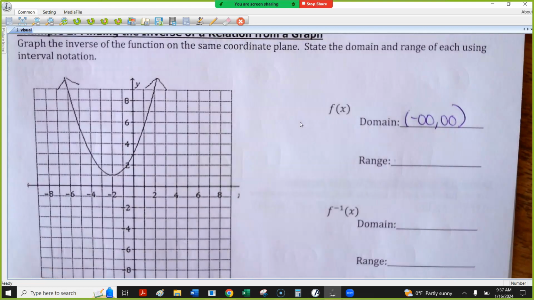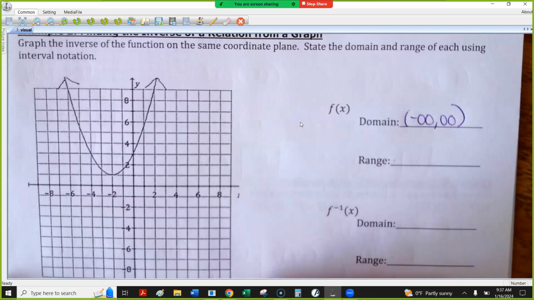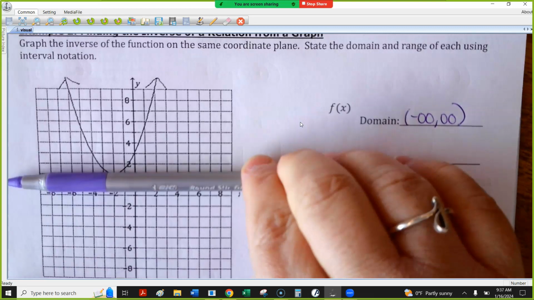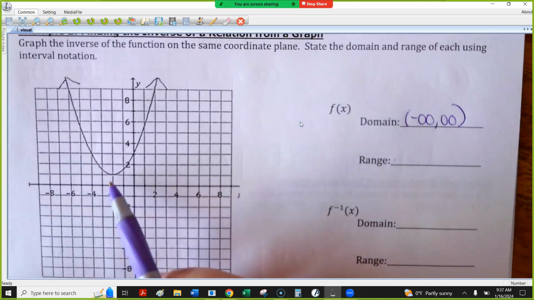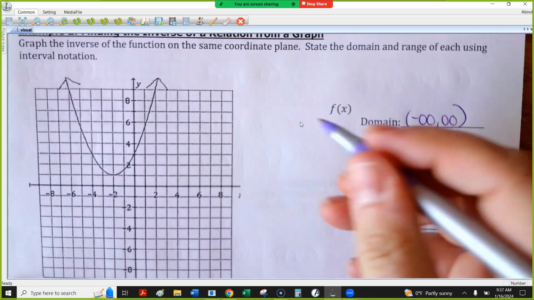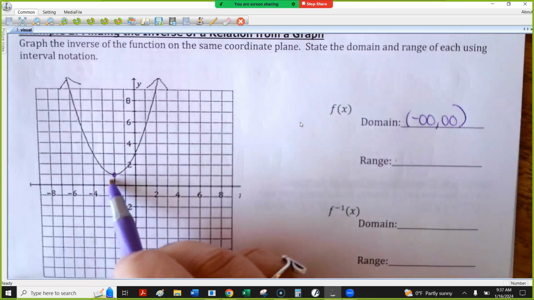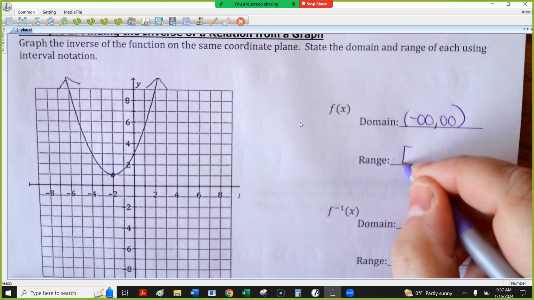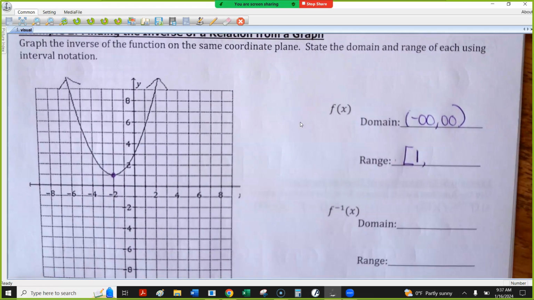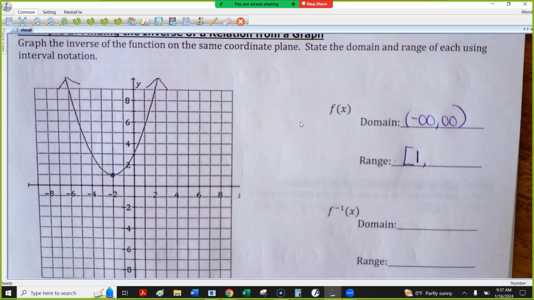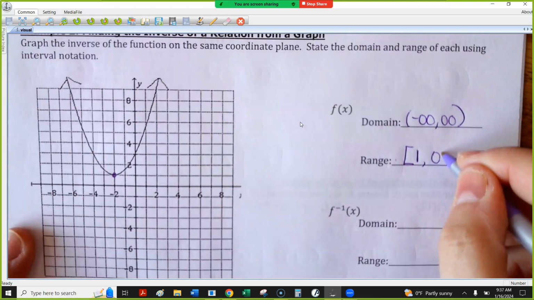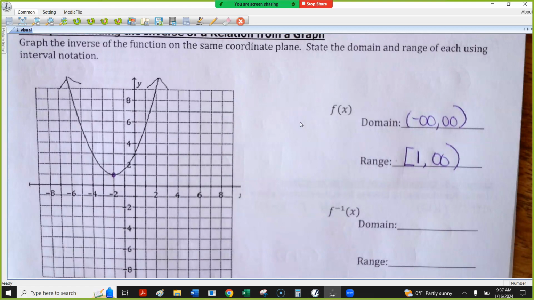For your range, let's come from the bottom to the top. First point I touch is going to be the vertex, and you want the y-coordinate of that point. Don't write -2, because I was tempted to do that just now. So 1 is the y-coordinate of that point. So the y values start at 1. We have a little bracket on that because it goes and touches that point. Then we're going to go up forever. This is positive infinity. Okay, so that's our original.